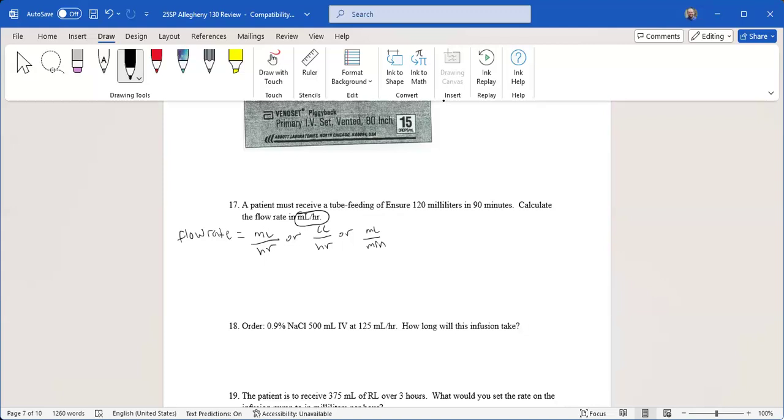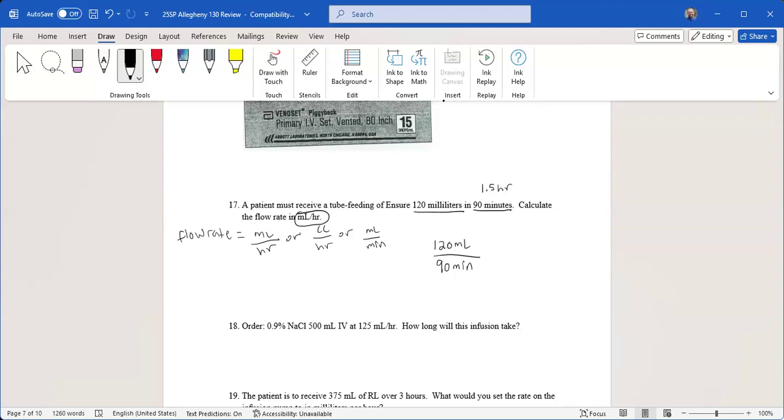So I'm going to take the volume, 120 milliliters, and I'm going to put it over my time, 90 minutes. When you get to this point, you're already the majority of the way through this problem, but you need to convert your minutes to your hours. There's a variety of different ways to do this. Some students will just automatically say, okay, 90 minutes, that's 1.5 hours. So I'm just going to write 1.5 hours and then put that down here. That's perfect. That works great.